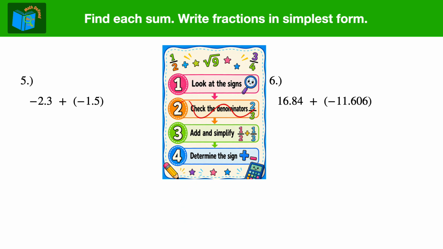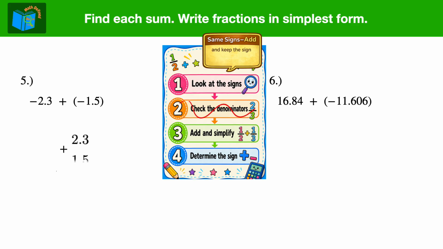Number 5 is negative 2 3/10 plus negative 1 5/10. The signs are the same, so we just add and keep the sign. Pretty easy. 2 3/10 plus 1 5/10 is 3 8/10. And since both the signs are negative, the answer is negative 3 8/10.